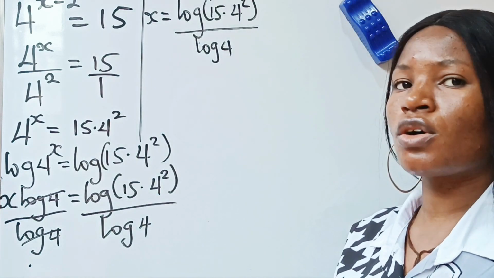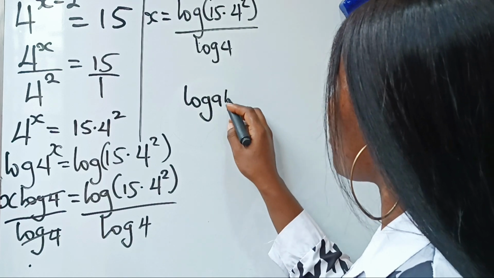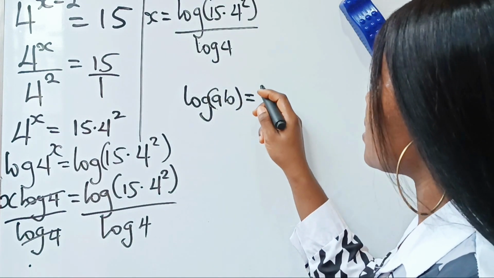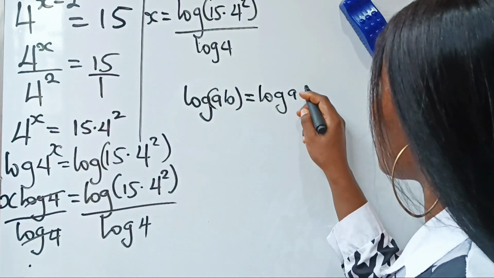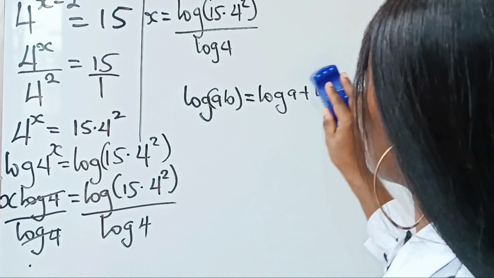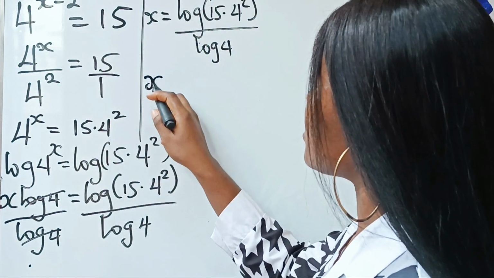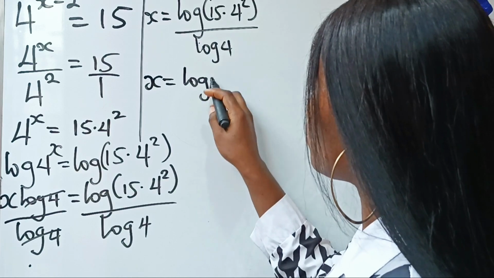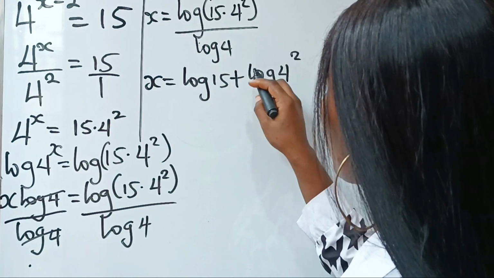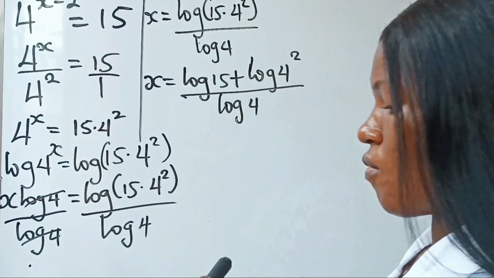I want us to recall the law of logarithm that states that log AB, that is log A multiplied by B, is the same thing as log A plus log B. Therefore, we can now solve this as x is equal to log 15 plus log 4 squared, everything divided by log 4.